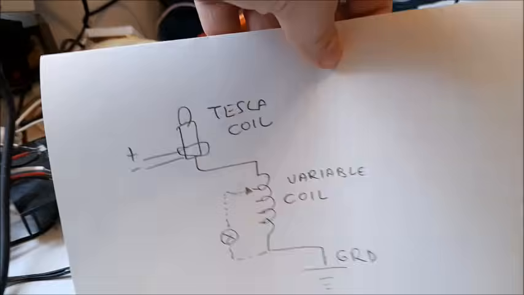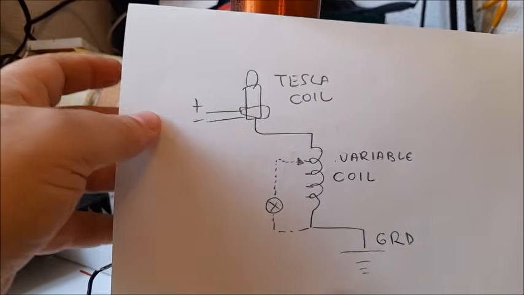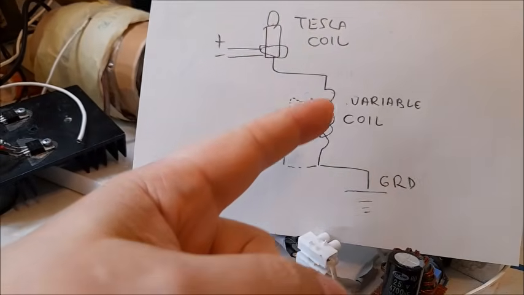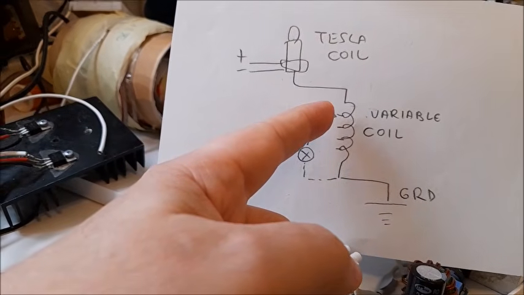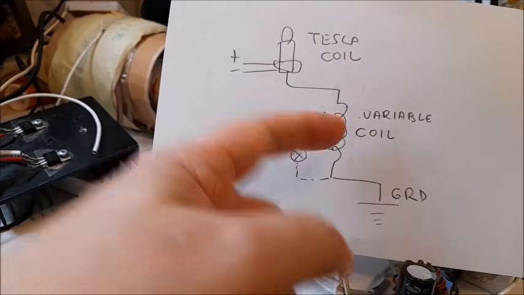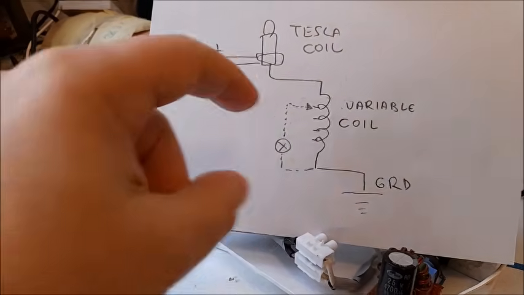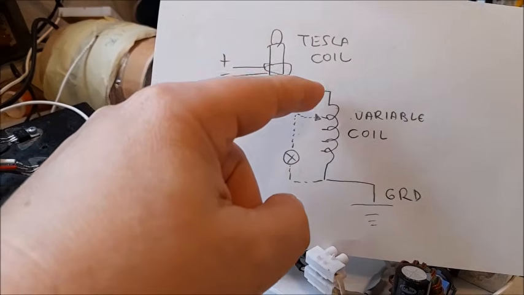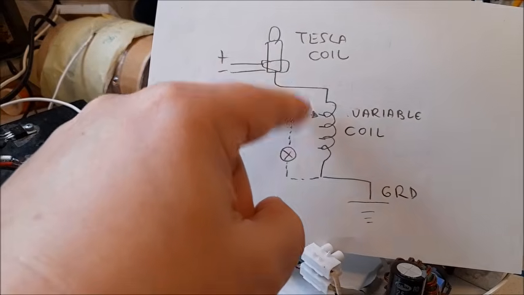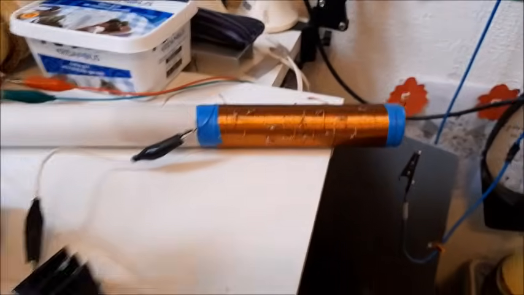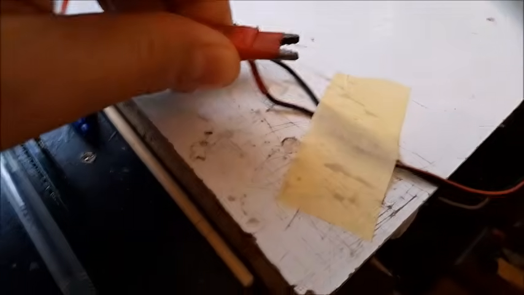And now I changed the setup. Instead of the lamp directly, I connected a variable coil of 14 taps, altogether 140 turns, and then the ground. And the bulb, I'm going to connect at the very end of the coil, so between the Tesla coil and the ground. This is the coil, the taps I showed you before. I connected the power supply.